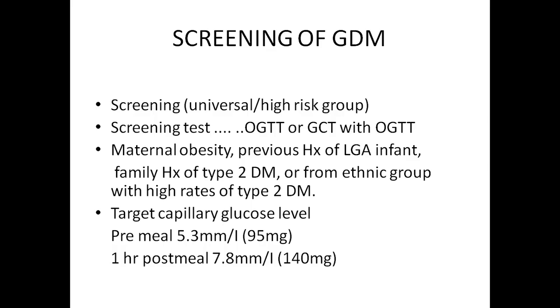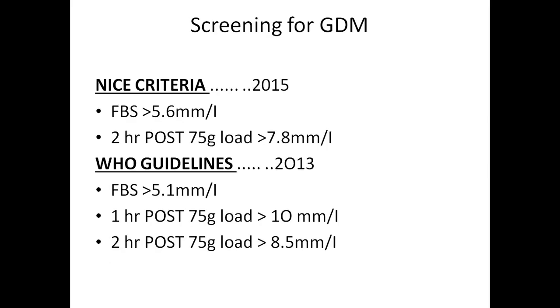Otherwise, if we want to go for high-risk group targeted screening, if the mother is obese or she had previously delivered a baby who was macrosomic, or family history related or ethnic group related, these are the risk factors which we have to see in this history, and then we have to go for screening. Okay. So these are the two screening tests criteria.